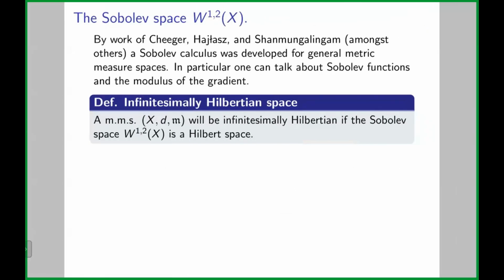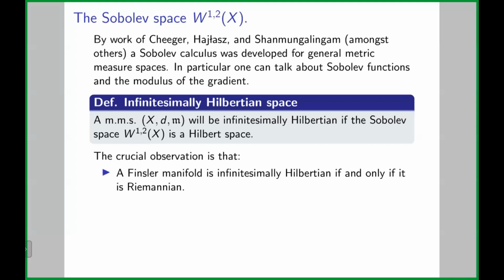And for that, one looks at Sobolev spaces. By work of Cheeger, Hajłasz, and Shanmugalingam, amongst others, one can develop a Sobolev calculus for general metric measure spaces. In particular, one can talk about Sobolev functions and the modulus of the gradient of a Sobolev function. I won't give the definition, but I will say that an infinitesimally Hilbertian space is a metric measure space such that the Sobolev space W^{1,2} is actually a Hilbert space. In general, it will only be a Banach space.